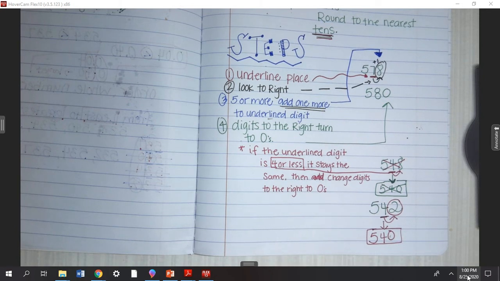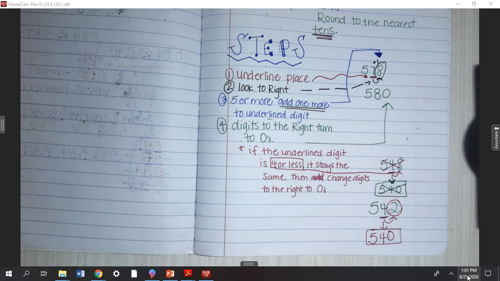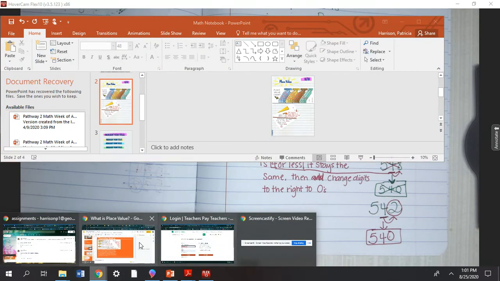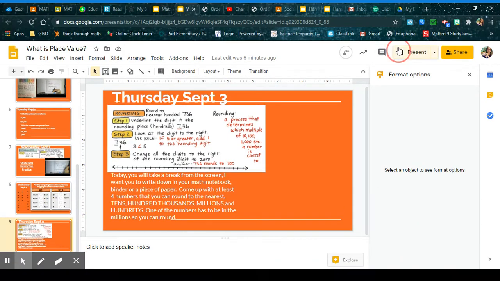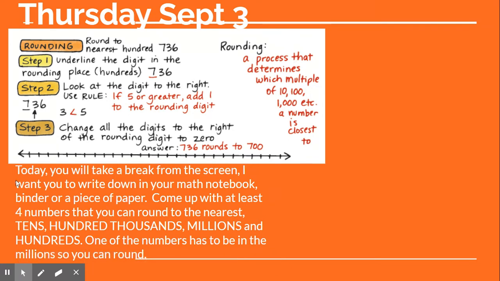Okay, so what you're going to do today to practice is you're going to actually take some time away from your screen today. And this is what your slide looks like for today. So it looks like this. And I have a little cheat sheet in there for you on how to round. Okay, and so here are the directions.